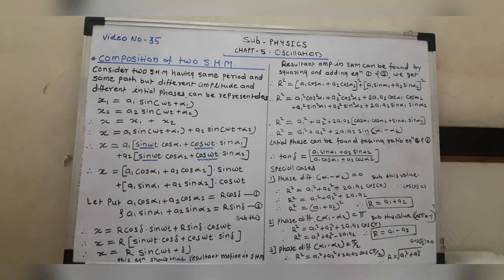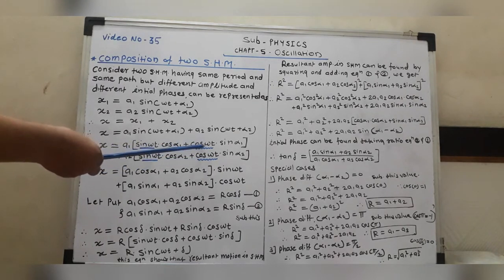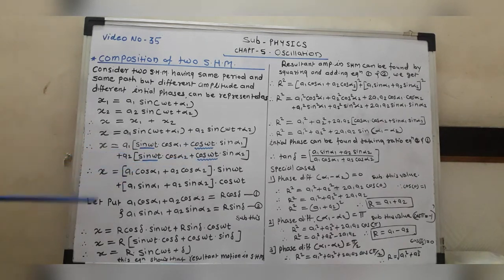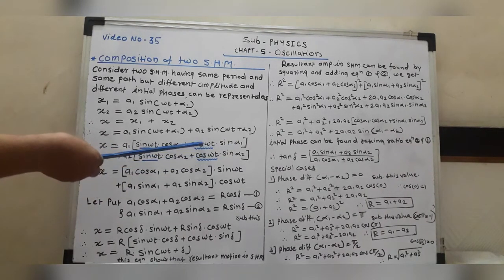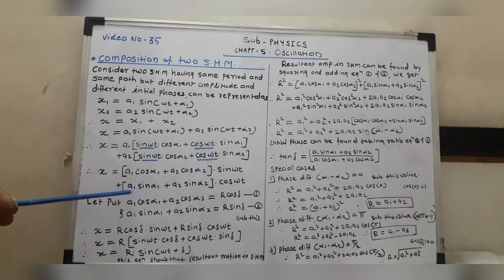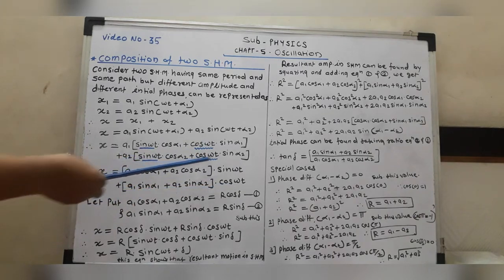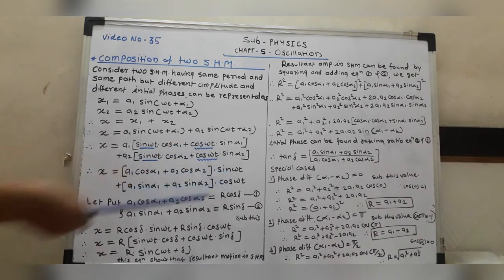Then we can take the common sin omega t, and in the next terms take cos omega t, and write this separately. See here, x is equal to bracket a1 cos alpha 1 plus a2 cos alpha 2, with common term sin omega t. Similarly, bracket a1 sin alpha 1 plus a2 sin alpha 2, with the common term cos omega t.